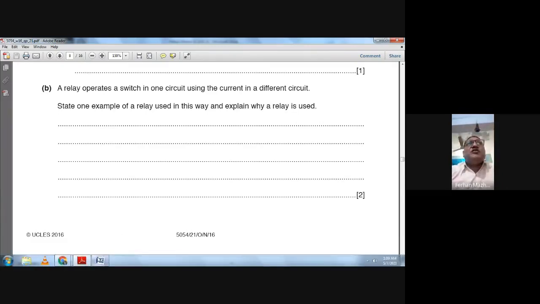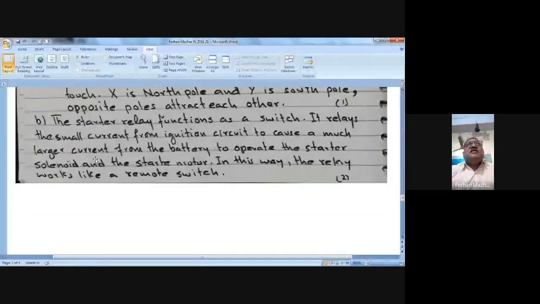I have written the answer about a starter motor. The starter relay functions as a switch. It relays the small current from the ignition circuit to cause a much larger current from the battery to operate the starter solenoid and the starter motor. In this way, the relay works like a remote switch. It's a little complicated, so wherever you find the literature for the starter motor and relay in your book, please read it again.